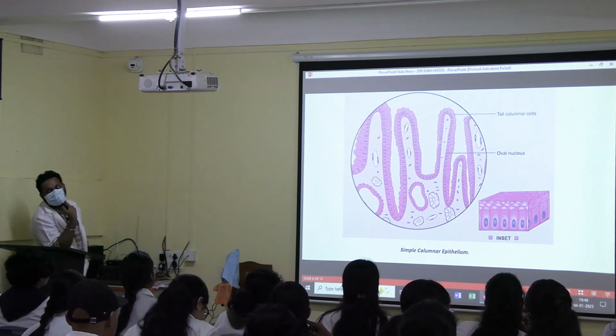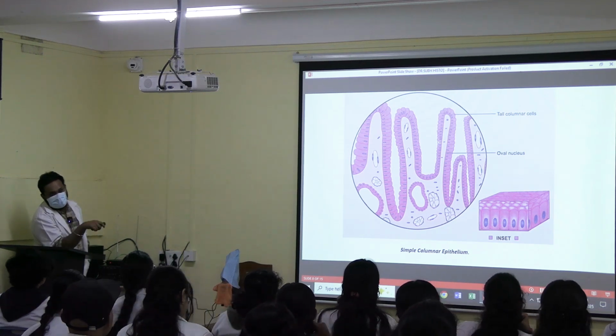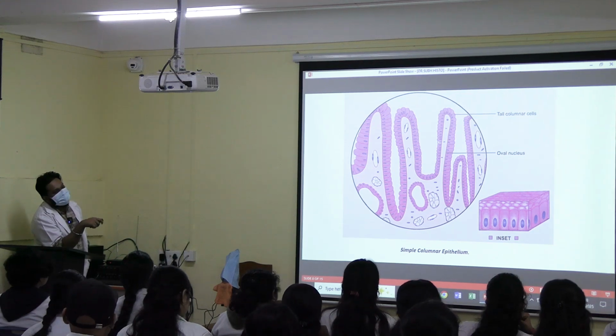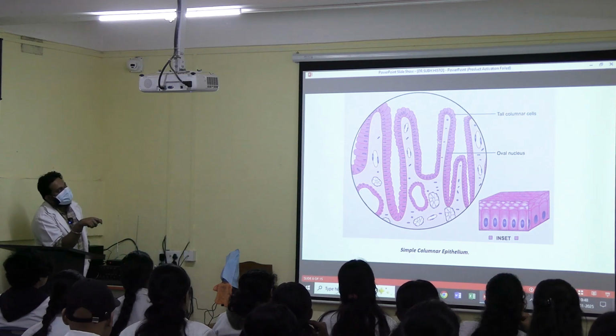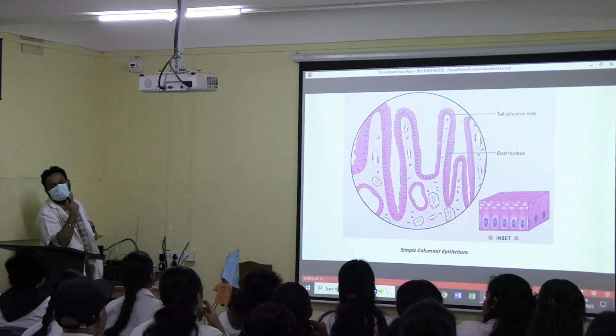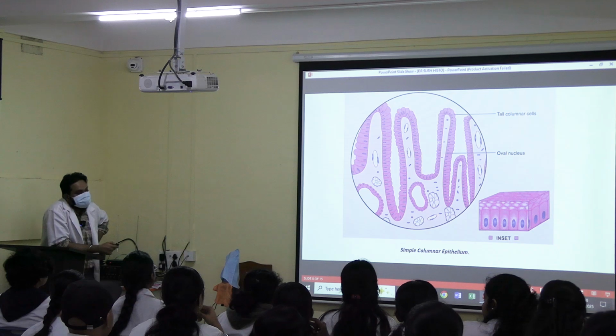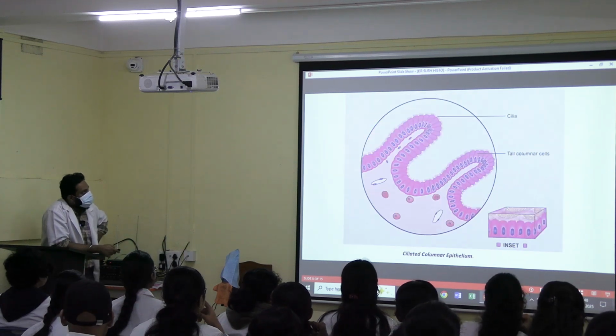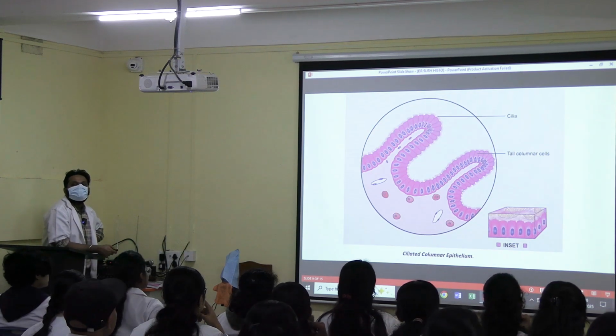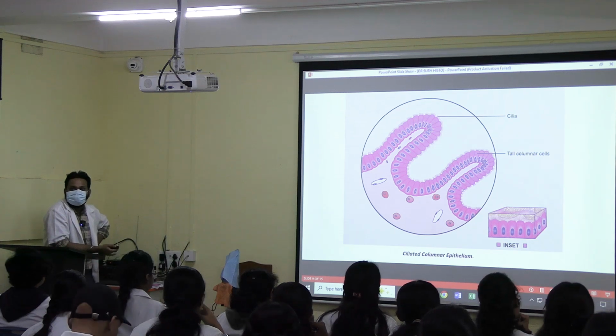Is it simple or stratified? Simple columnar epithelium because single layer of cells. Is it ciliated or not ciliated? Non-ciliated. This one is non-ciliated because अगर cilia होता तो इधर दिखता. ठीक है? This one is ciliated columnar epithelium.